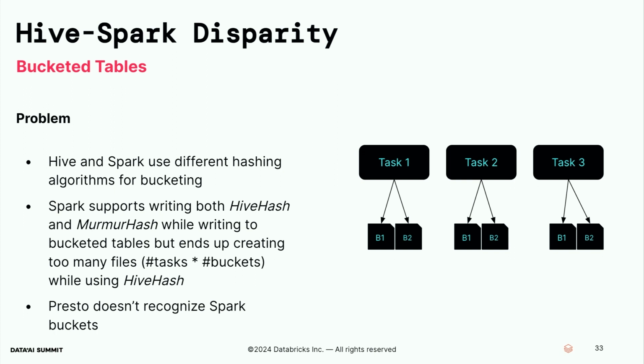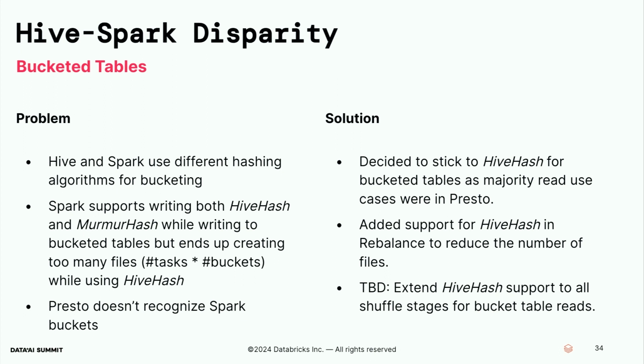That was because the data amongst the tasks was distributed using murmur hash, and then it was redistributed using Hive hash into the bucketed tables. So effectively, it ended up creating number of tasks multiplied by number of buckets files, which can blow up very fast. And lastly, Presto also does not support reading Spark bucketed tables. So we decided to go with Hive hash, as the majority of our read use cases were in Presto.